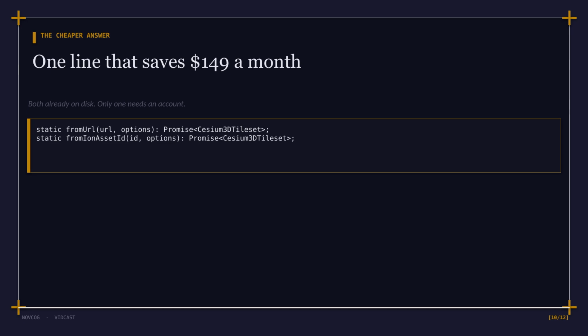Then I opened the type definitions already sitting on disk and found these two functions side by side. One loads a tile set from a hosted account, the other loads a tile set from any address at all. Your own aerial survey on storage you already pay for needs no account and no subscription. Same small code change either way. The only actual choice is where the bytes live.